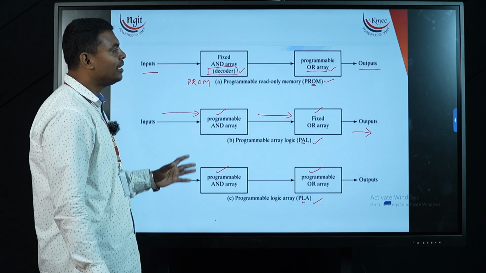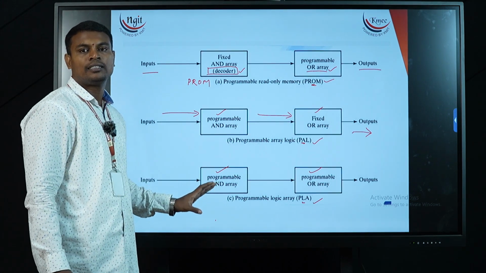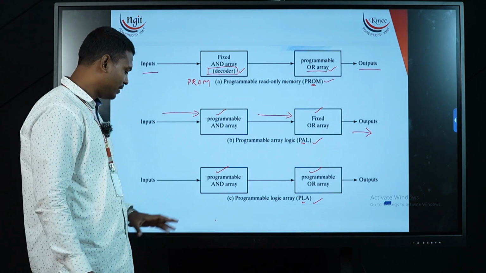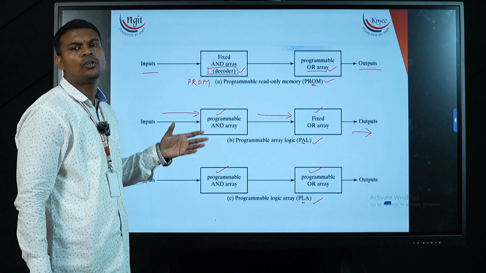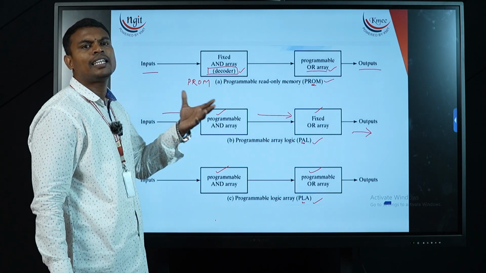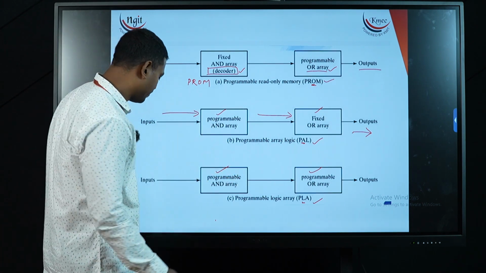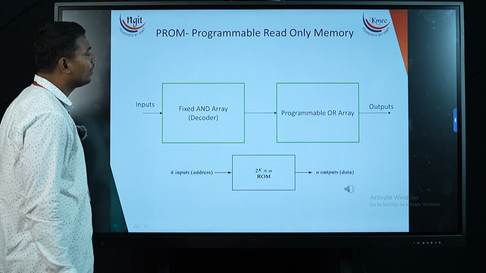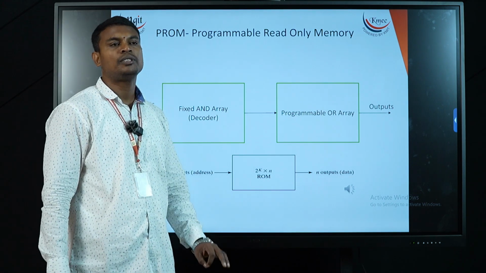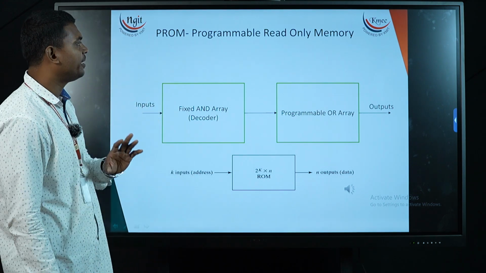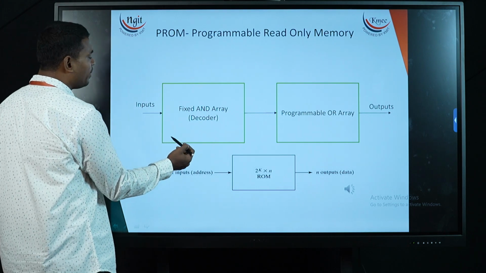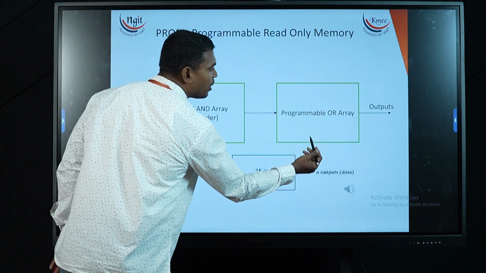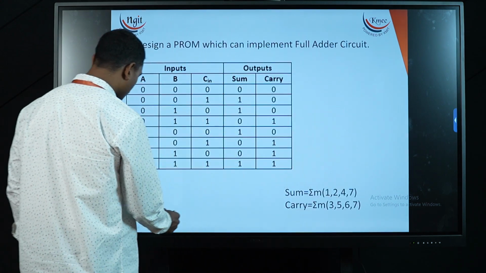So these are the basic blocks contained in PROM, PAL and PLA. Let's get into the detailed structure of how we implement them using any kind of implementing design. Now PROM. PROM stands for programmable read-only memory. Here we have a fixed AND array and a programmable OR array, and we are getting outputs here.